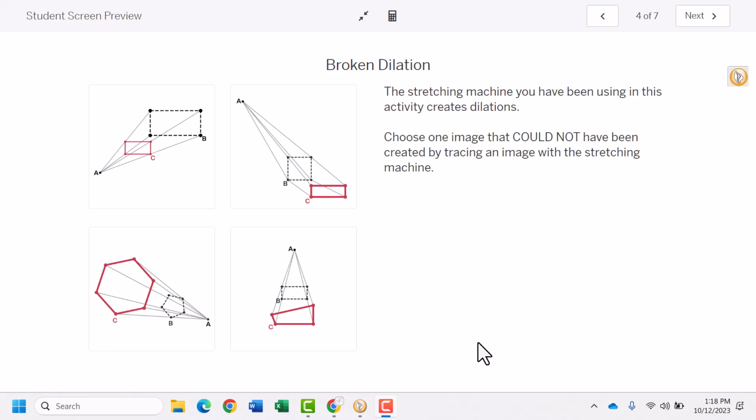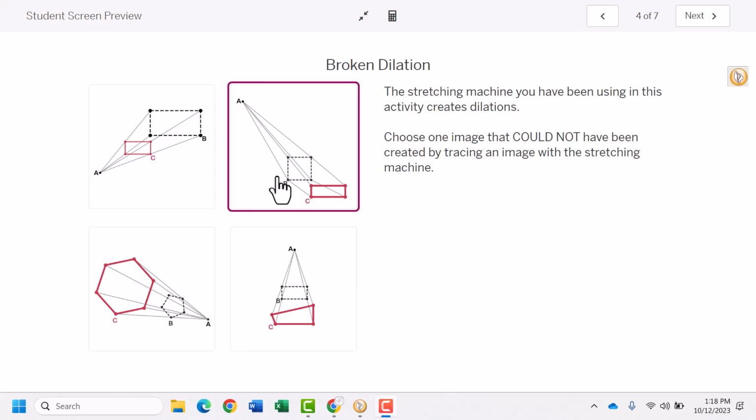Now, those stretching machines that we were using in this activity create dilations that we talked about earlier. Same shape, but maybe not the same size. Let's choose an image that could not have been created by tracing an image with that stretching machine. If we look closely at this first one, the dotted rectangle and the solid red rectangle are the same shape, but not the same size.